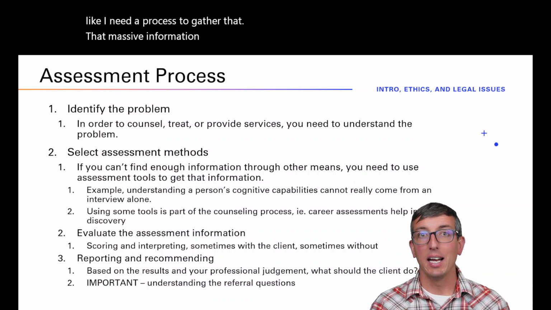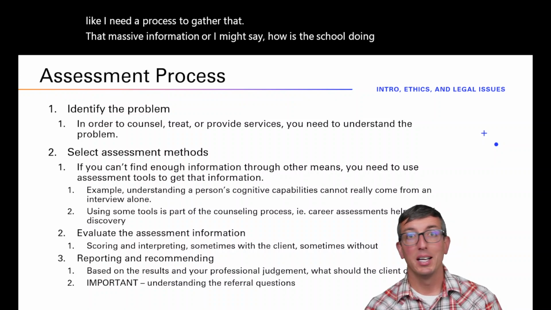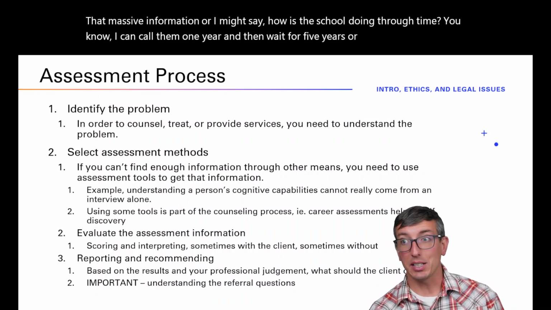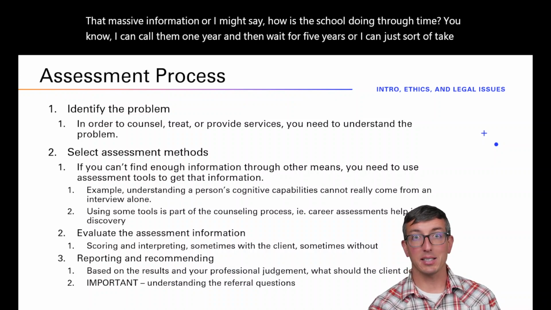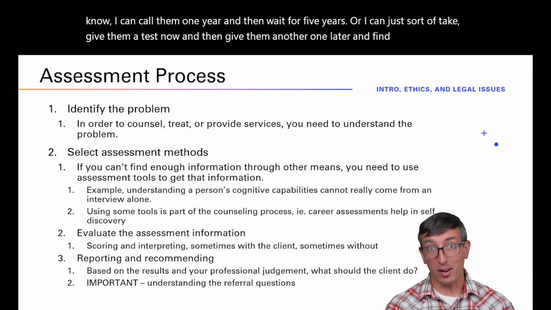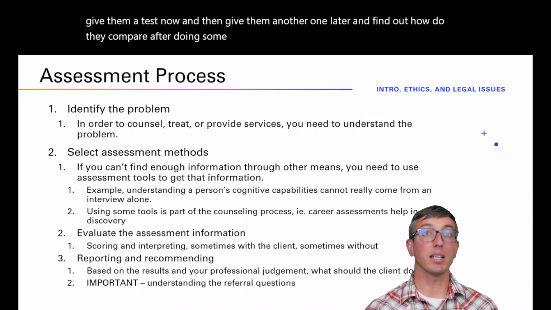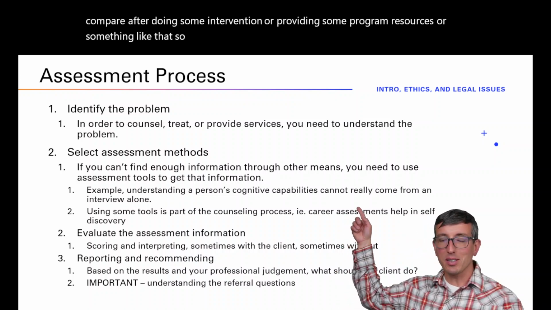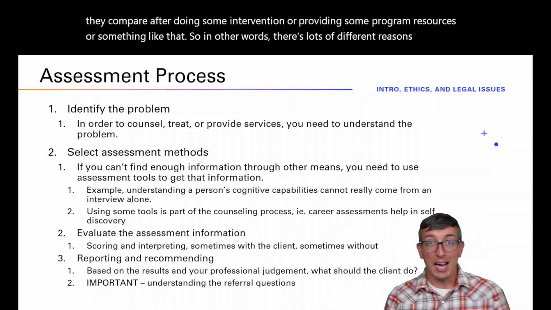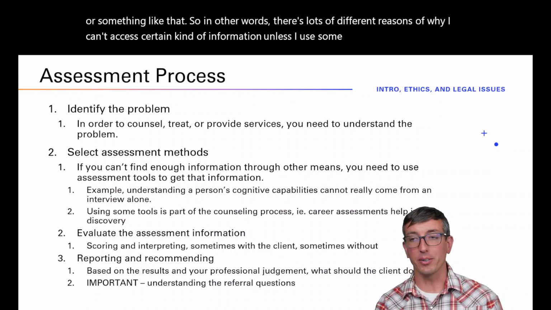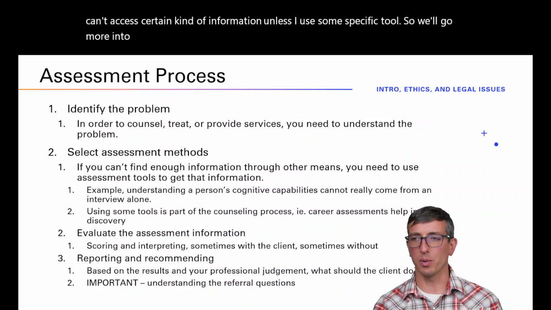Or I might say, how is a school doing through time? I can call them one year and then wait for 5 years, or I can just sort of give them a test now and then give them another one later and find out how they compare after doing some intervention or providing some program resources or something like that. So in other words, there's lots of different reasons why I can't access certain kinds of information unless I use some specific tool. So we'll go more into that as well.